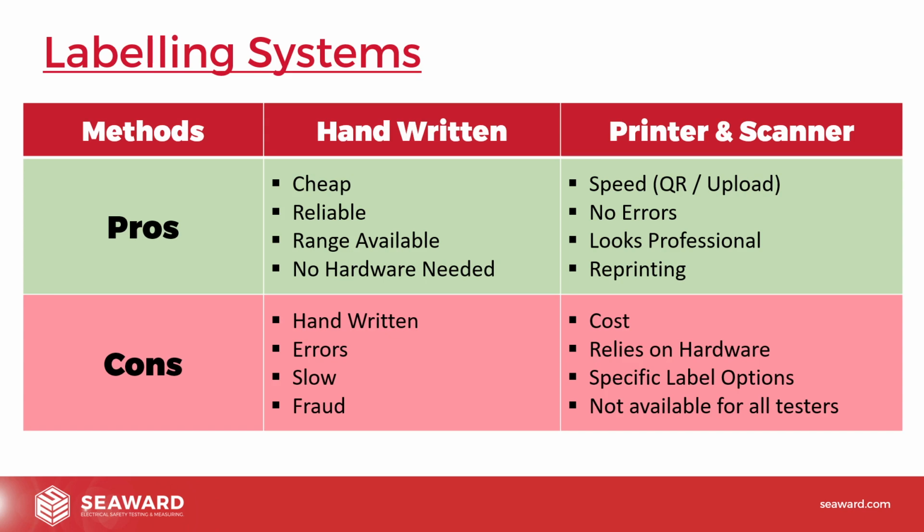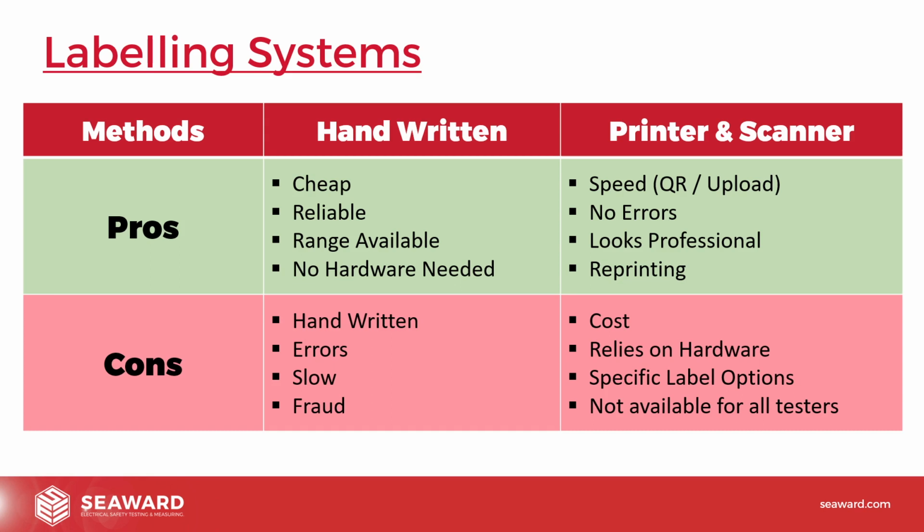And there's no hardware needed. You don't need a printer or a scanner or anything like that. You just got a roll of labels and a pen. Away you go. The downside, they're handwritten. So one, you've got to sit down and write it out by hand. Two, it's tiny little boxes you're trying to write it on. Sometimes you can't read them. They're illegible. It's difficult with that.